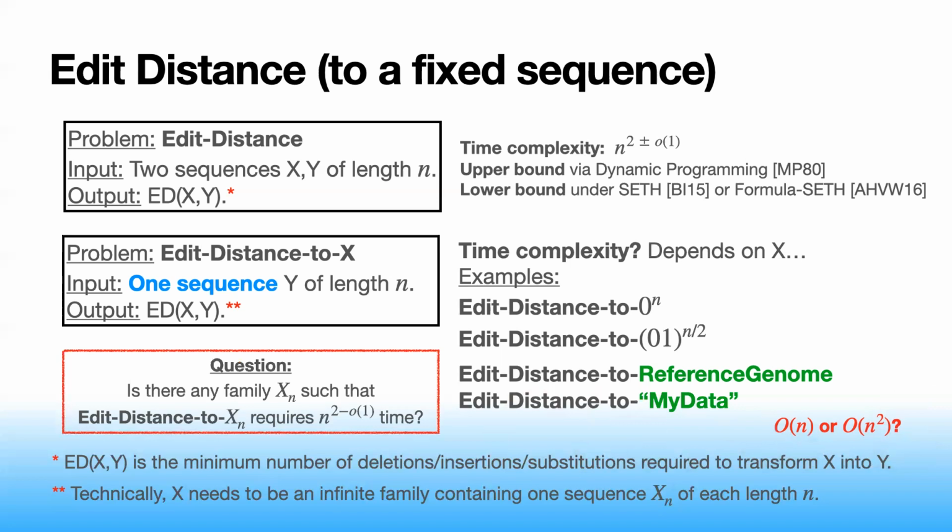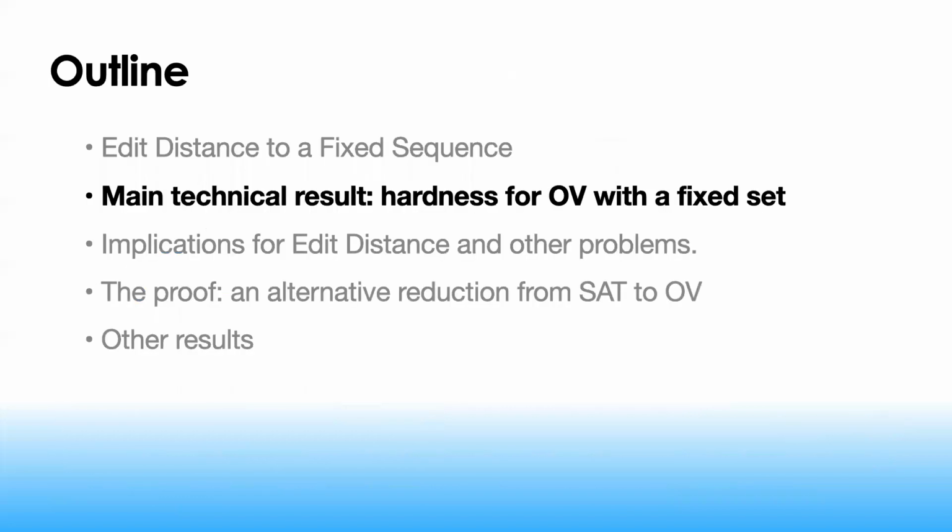So the first question that comes to mind in this context, from a theory perspective, is whether quadratic time is ever required for any family X. After all, knowing X in advance is a big advantage because we can design an algorithm that is specific to X. So does this edit distance to X problem ever have complexity n squared? Or maybe for any family of sequences X, there is some algorithm that can compute the distance to X in linear or some subquadratic time. This is the question that we answer in this paper. And our results will follow from a more fundamental result on the orthogonal vectors problem, OV, that we will present next.